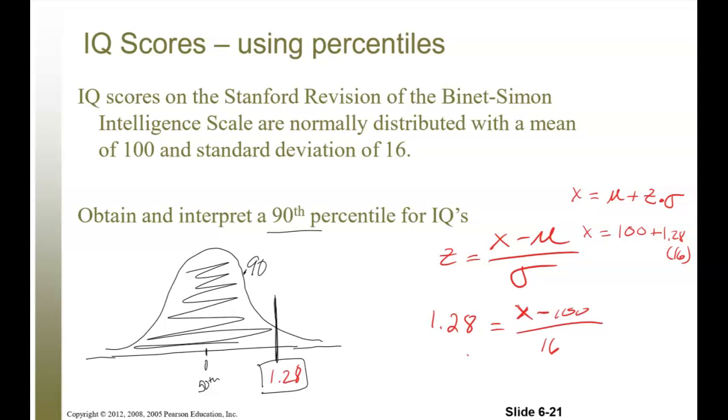And you get about 120.5. Approximately. I'm going to approximate that. Okay, so if you're in the 90th percentile, what does that mean? That means you are scoring at least 120 on this test. All right, you're scoring 120 on the test.